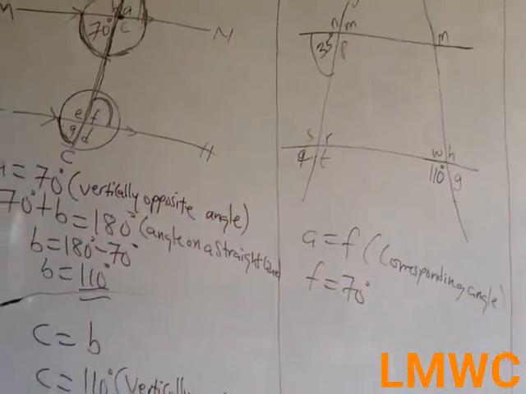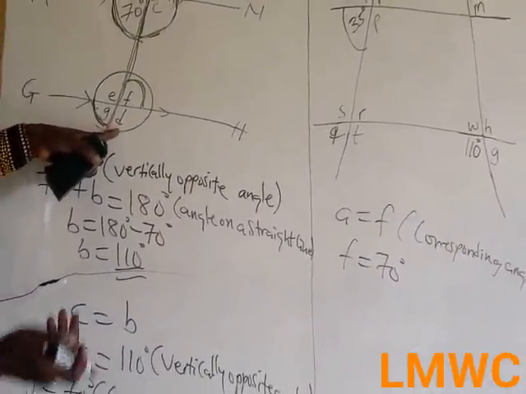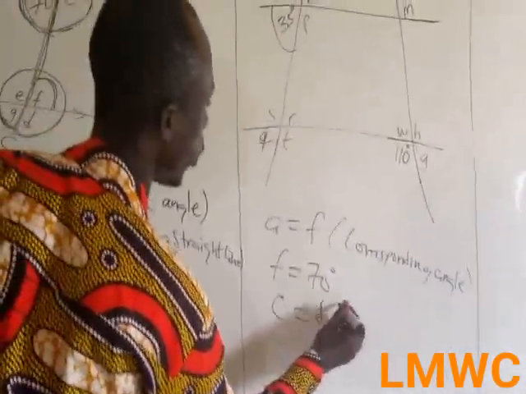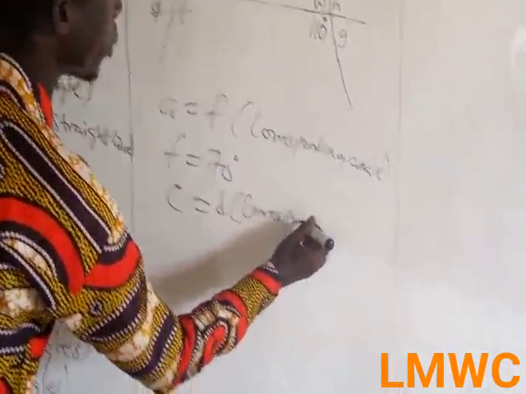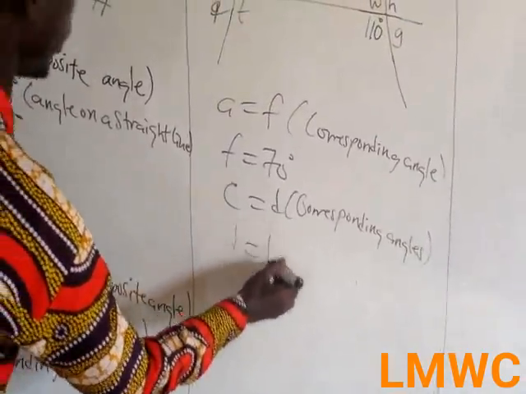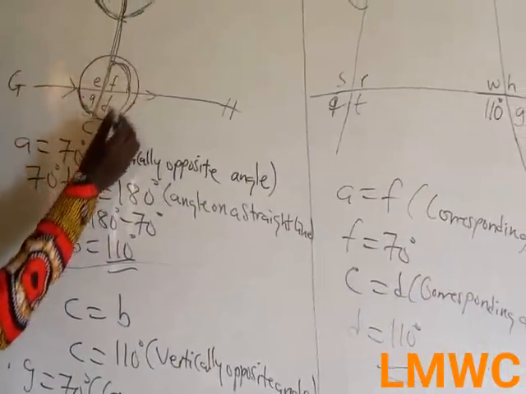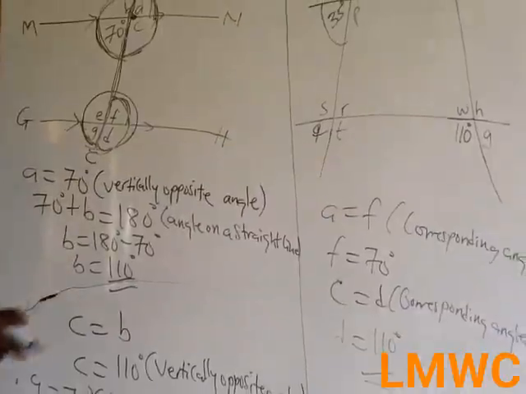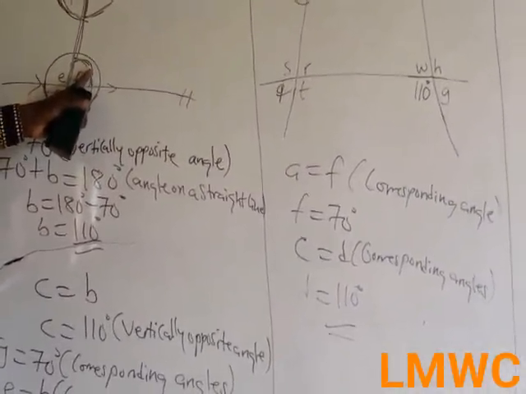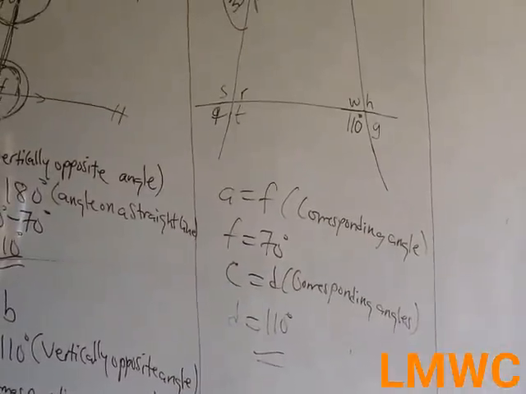F is 70. Let's do our D. We know our C to be what? 110. And C too corresponds to what? D. So C is equal to D, corresponding angles. So we know D to be what? 110 degrees. You can use angles on a straight line to get F because D plus F is what? 180. And 110 plus 70 will give us 180. Let's check F if it's 70. You see 70 is here. So however you are doing it, you get the same answer.